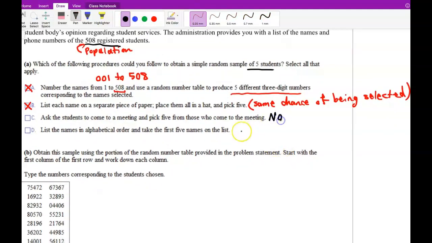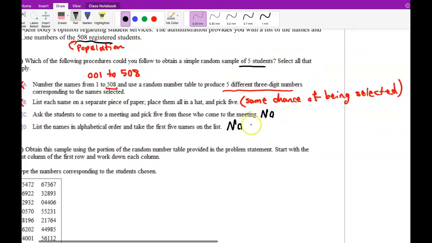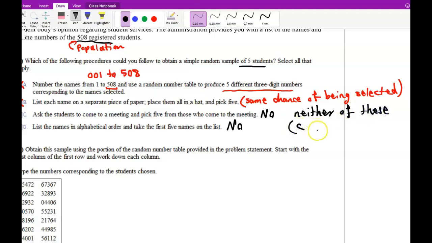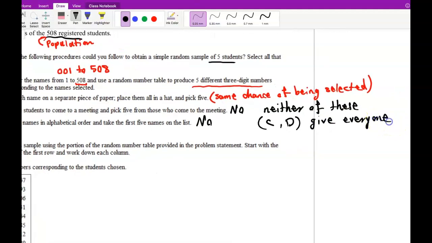So these two are no. Neither of these. I mean C, D, these two parts. So neither of these give everyone the same chance of being chosen.